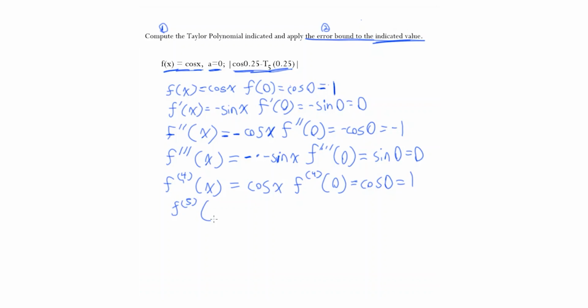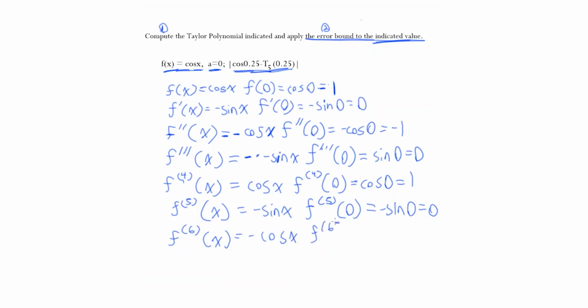Take the derivative one more time, and then one more time after that. The derivative of cosine x is negative sine of x. Negative sine of 0 is 0. And the sixth derivative: the derivative of sine of x is cosine of x. Plug in 0. Okay, so this is a repeating pattern, but we're done with that.